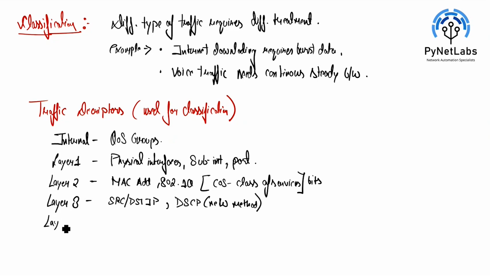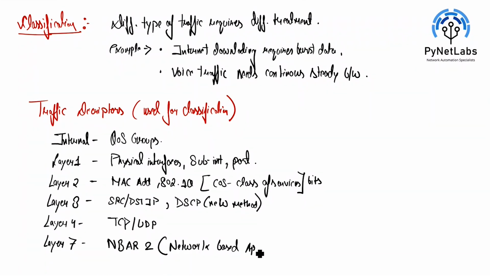Then we have layer 4, which is the transport layer. You already know here we are going to identify either TCP or UDP, what kind of packet. After layer 4, we'll directly talk about layer 7, because we have application, presentation, and session, and all that. So we'll simply signify one application, which is also considered as NBAR2. NBAR means network based application recognition.